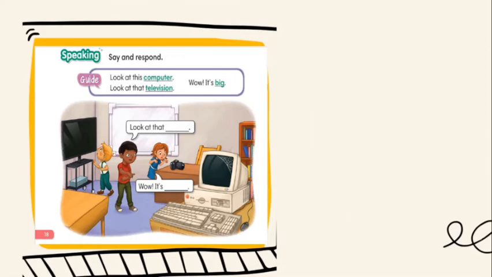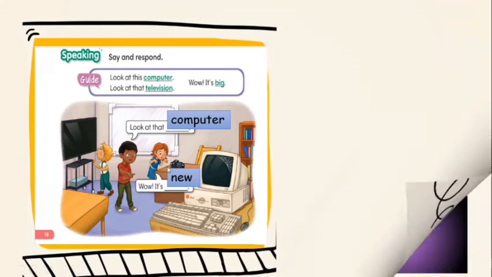Now here I show you a picture, and can you say and respond? Please repeat after me. Look at this computer. Look at that television. Wow, it's big. Now, can you complete what is in the blank here? The first one: look at that computer. And the girl says here, see what this is? Wow, it's new. Okay, now we go to the other one.